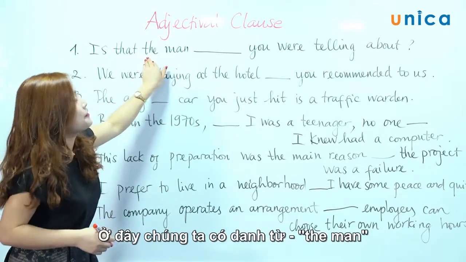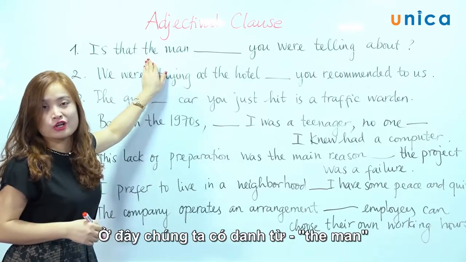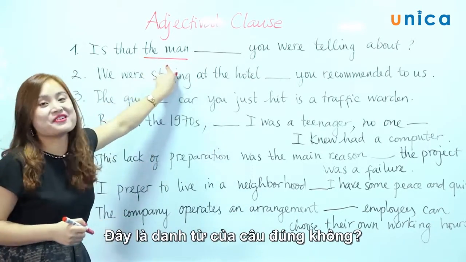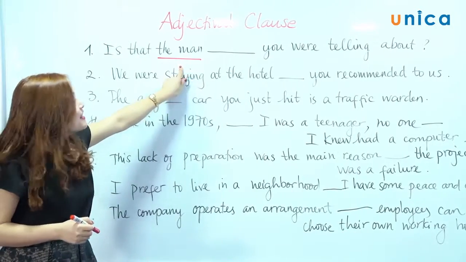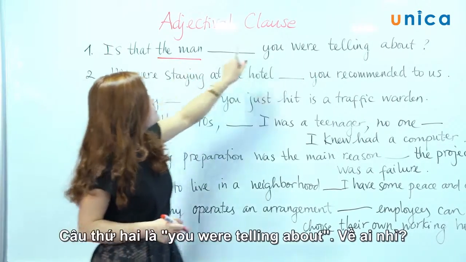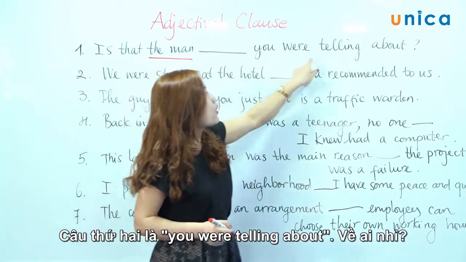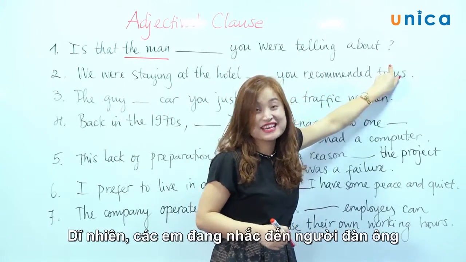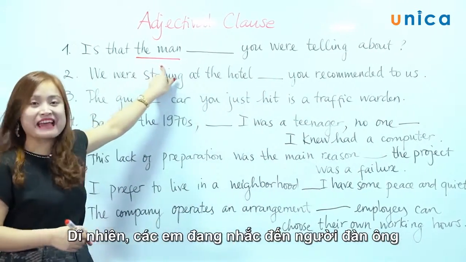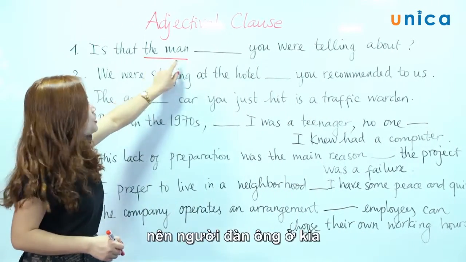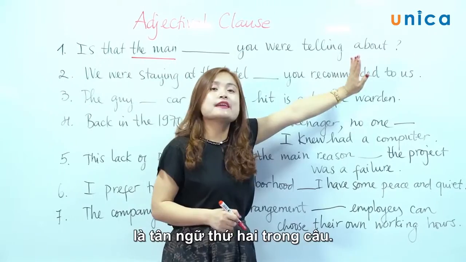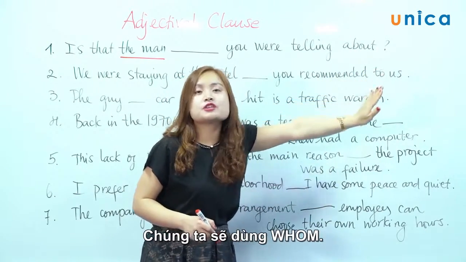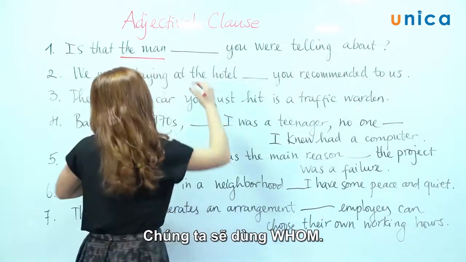Here, we have the noun, the man. So this is the noun of the sentence, right? And the second one we have, you were telling about. About who? Of course, you were telling about the man. So the man here is the object of the second sentence. So we're going to use, of course, whom.